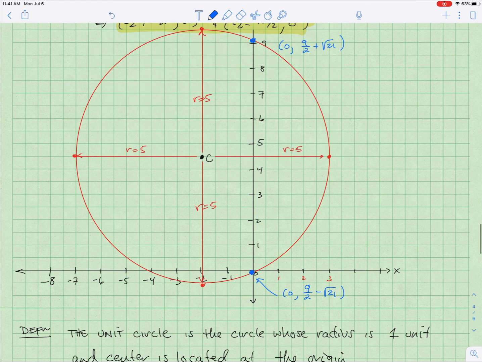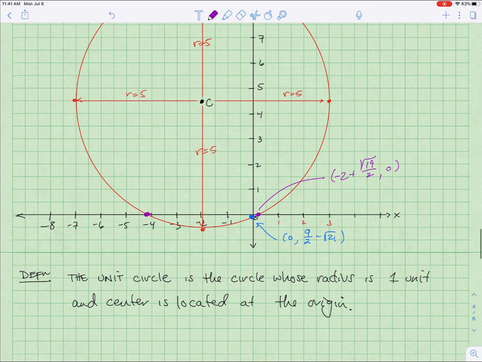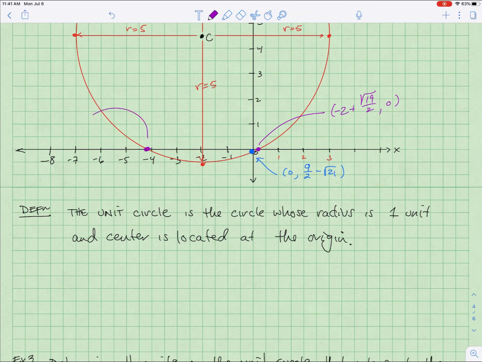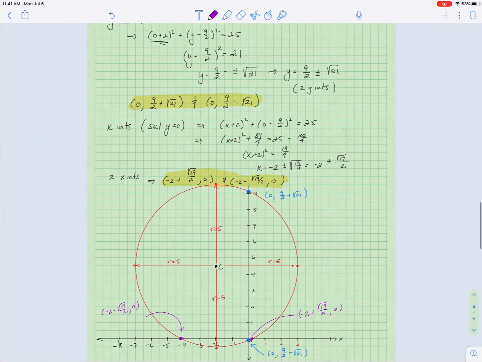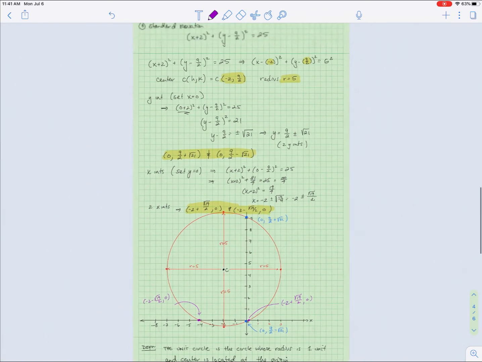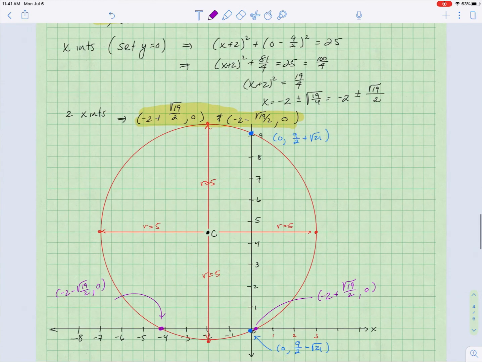We also have a couple of x-intercepts. Let's do those in a different color. Man, those two intercepts are really close together. Let's see. This is the larger of the two. This is negative 2 plus the square root of 19 over 2, comma 0. And this guy here is negative 2 minus the square root of 19 over 2, comma 0. Can you fit it all on here? Not all of it. Anyway, that is our result.